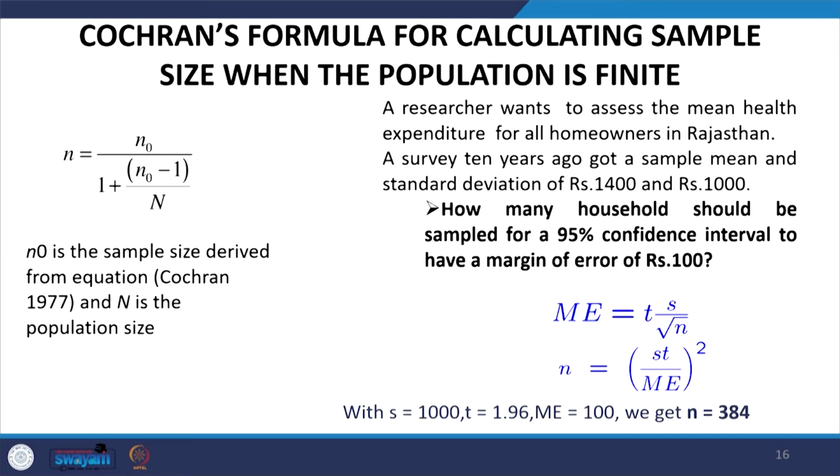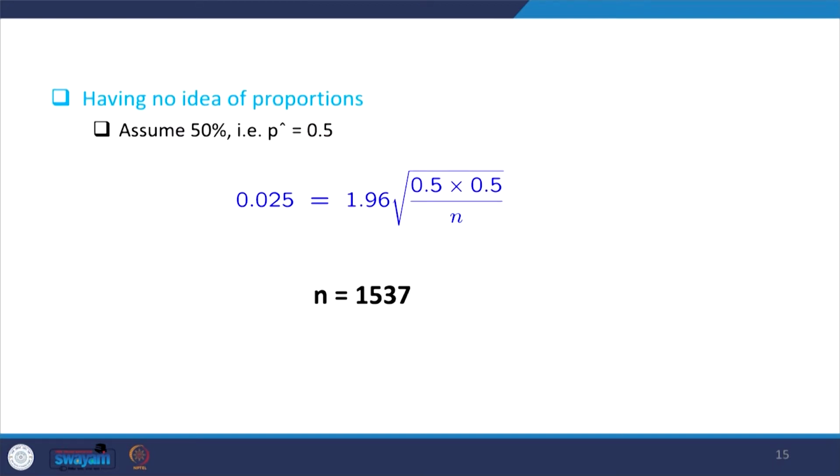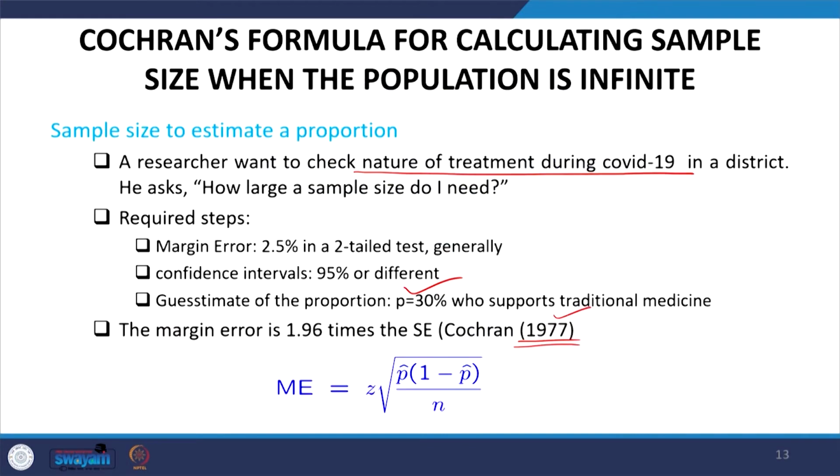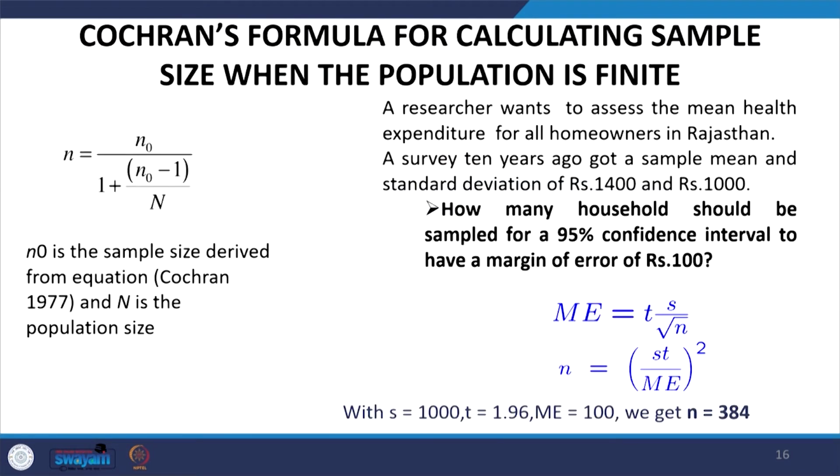Now, the Cochran formula is also used when we have a finite population. In the previous example we spoke about the case of an infinite population. Now when the population is finite, first of all we have to find out the first value.